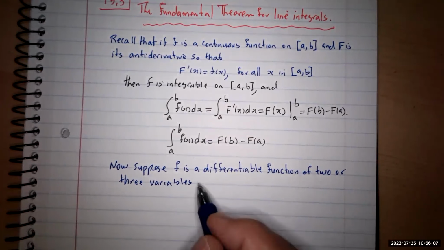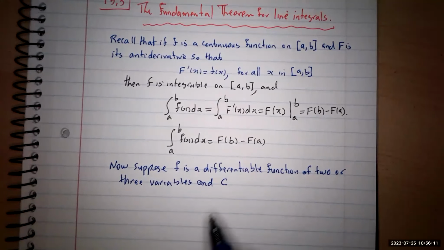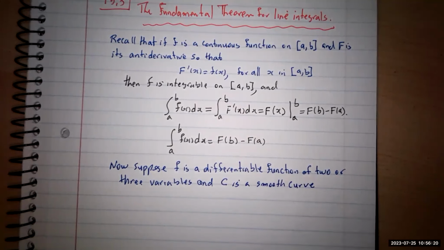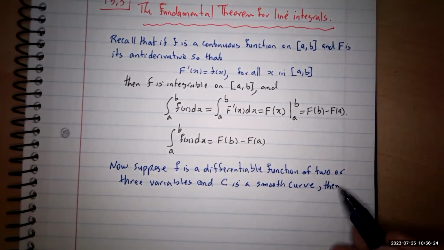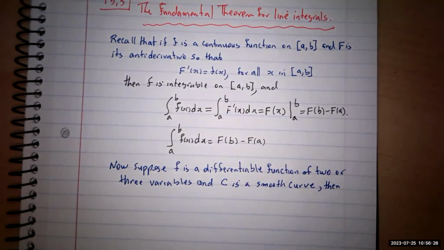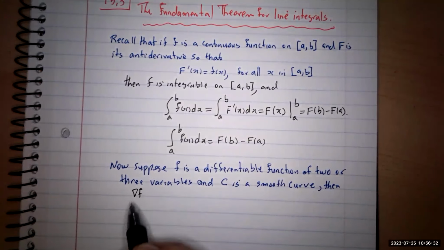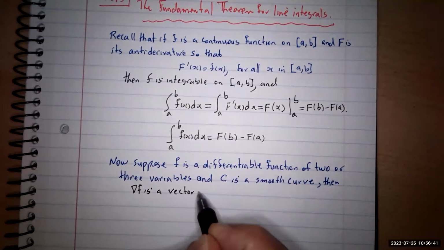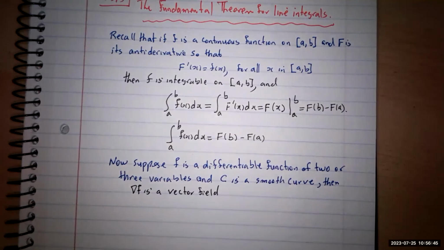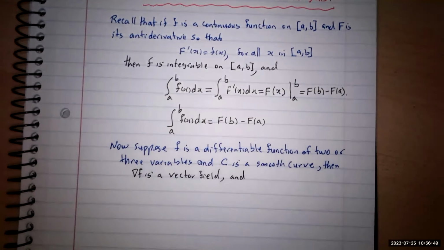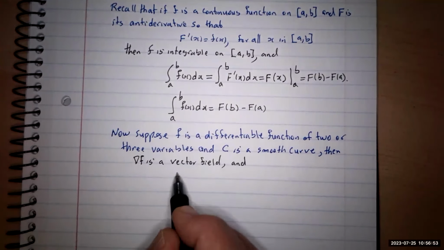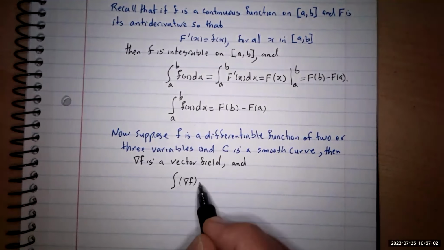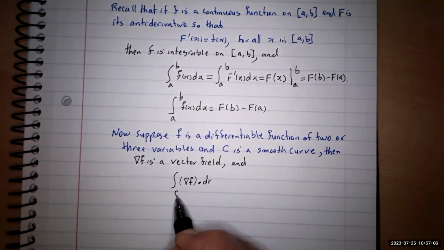This is going to be the case, and C is going to be a curve. C is going to be a path, a smooth curve, of course, as usual. And then I want to introduce a field. You know that the gradient of F is a vector field. And since it's a vector field, we can talk about the line integral. So if you want to find the line integral, this is going to be the line integral of the vector field, F dot dr along the curve C.